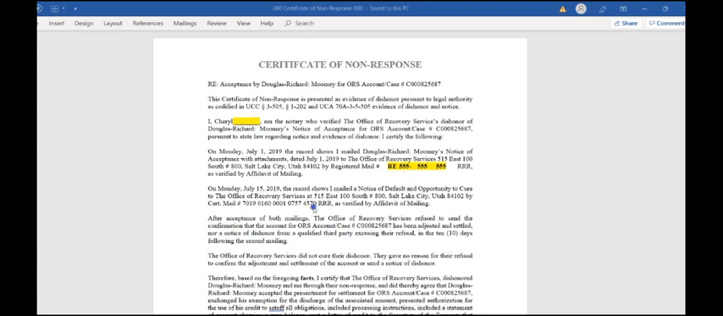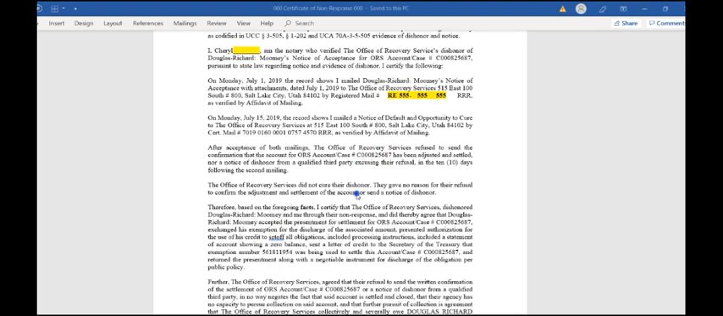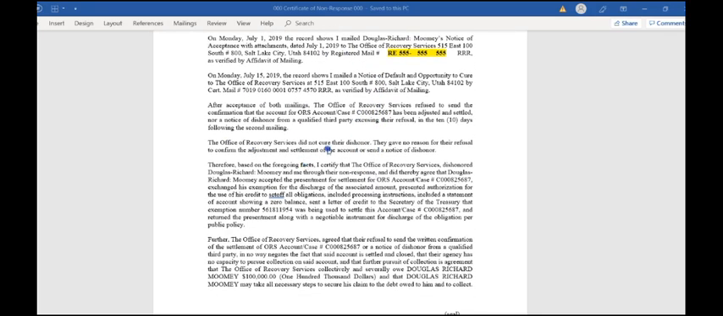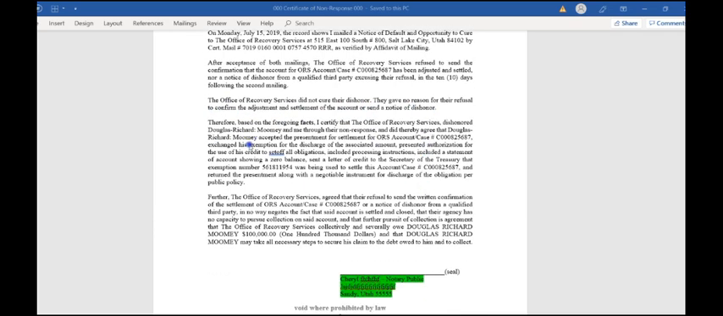Now remember, this isn't coming from you. This is going to and coming from a notary public, an officer of the court. The Office of Recovery Services did not cure their dishonor. They gave no reason to confirm the account, and they are in dishonor. Therefore, based on the foregoing facts, I certify that the office dishonored me, dishonored Doug and me, through their non-response. And they thereby accepted their presentment, exchanged his exemption for the discharge, presented authorization for the use of his credit to set off all obligations, and included processing instructions, so they can't come back at you and say, dude, we don't know what the hell to do with this.